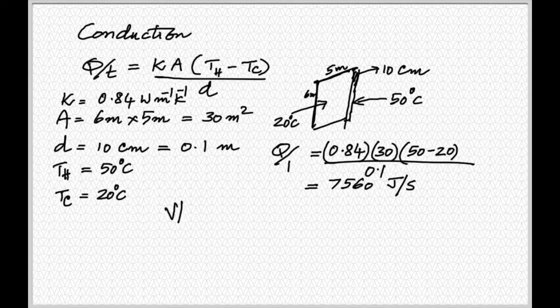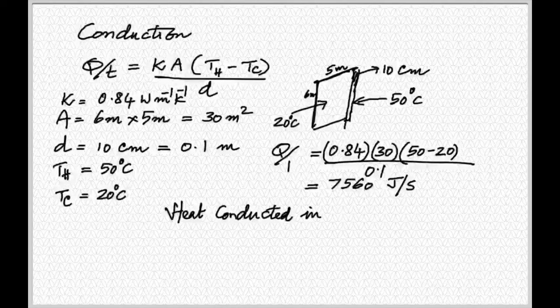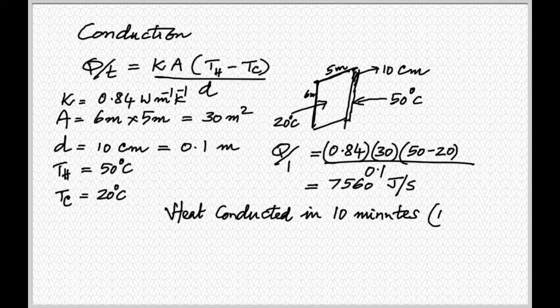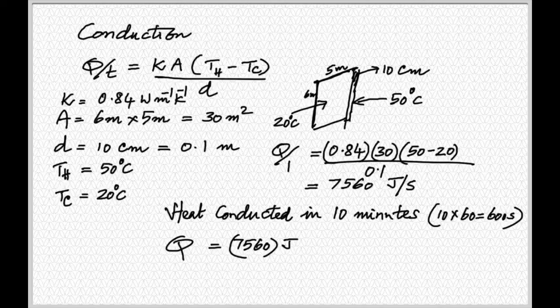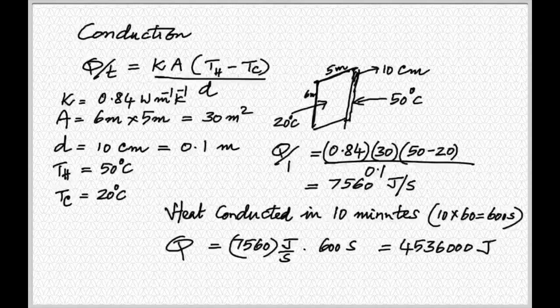So the problem may ask you to find the total heat conducted in any amount of time, for example, in 10 minutes. So heat conducted in 10 minutes is simply 7,560 times 600 seconds, because 10 minutes is 600 seconds. So that's how you calculate the quantity of heat conducted.